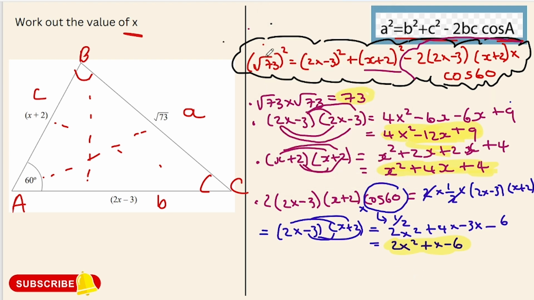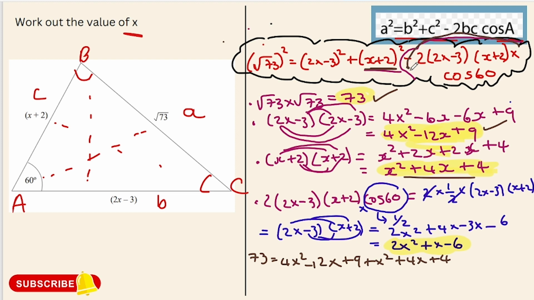Okay, so root 73 can be written as 73. So I'm just going to use everything I've got here. So 73. This part over here is going to be this one over here. So I'm going to write 4x squared minus 12x plus 9. Then I'm going to write this. So done that, done that. So this one is this. So plus x squared plus 4x plus 4.